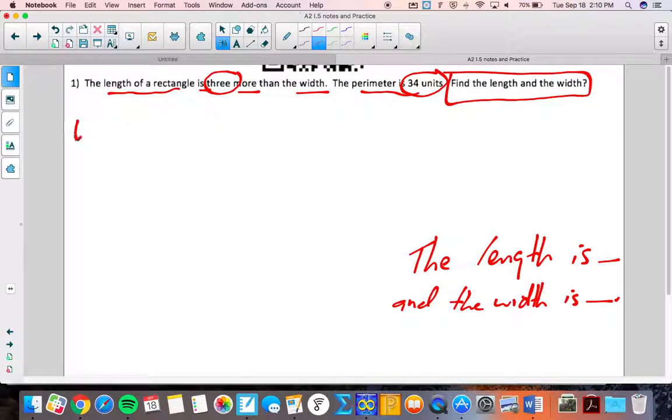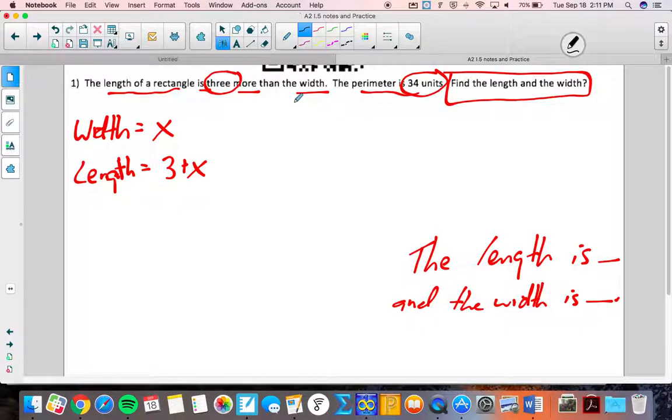The length of a rectangle is 3 more than the width. We do not know what the width is, and there isn't a statement talking about the width, so we make x be the thing, the number, the dimension that we know the least about. We know least about the width, whereas we do know that the length is 3 more than the width. So if the width is x, the length is 3 more than that. The perimeter is 34 units.